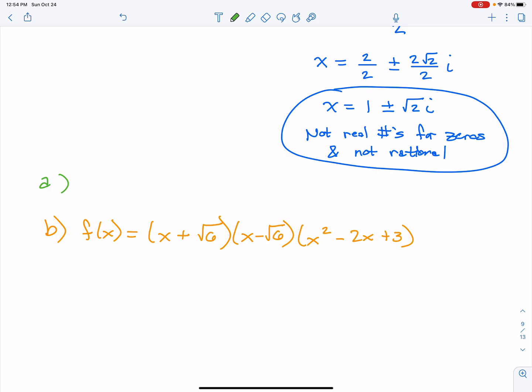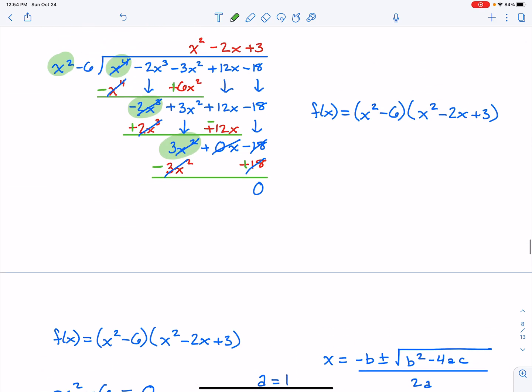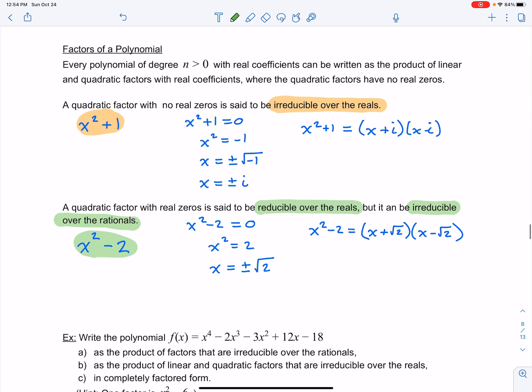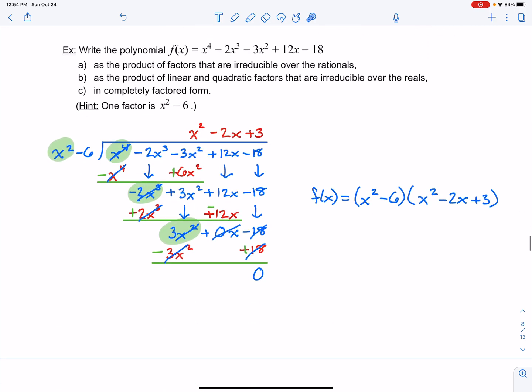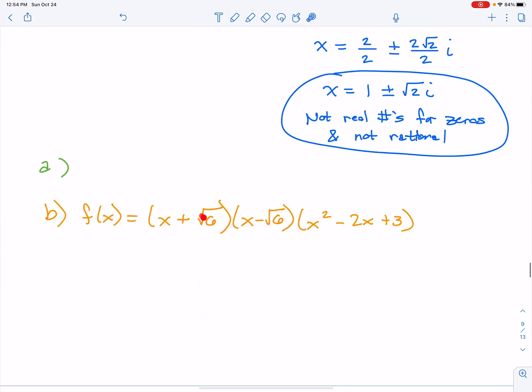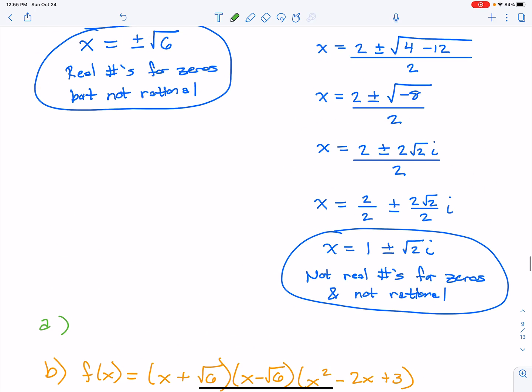So these are the irreducible over the reals. So we can reduce them. And here when we reduce, we have real numbers. They're just irrational. Here we cannot reduce to get real numbers. For part A, that I got this mixed up with, we wanted factors that are irreducible over the rationals. So when we reduce them, we don't get rational terms. So here, these are not rational numbers. These are not rational numbers. So we're just going to leave it as the quadratics.